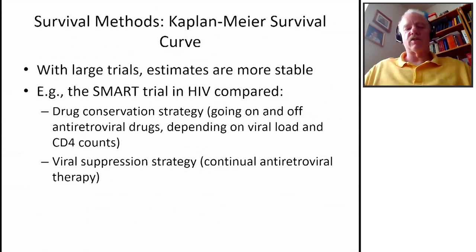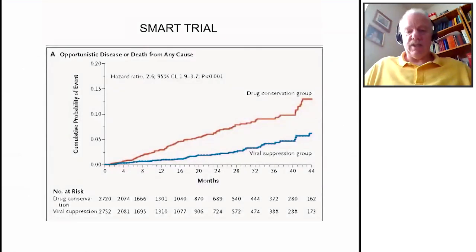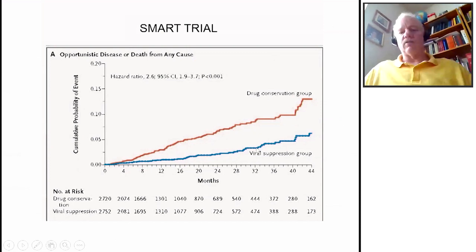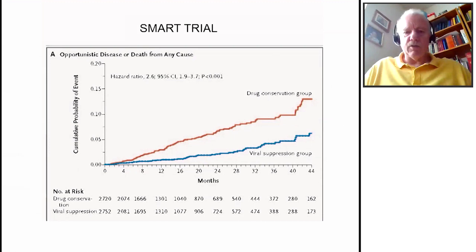And then the other group just remained on their medication the whole time. That was the viral suppression group. And you see that there's a big separation between the groups. The drug conservation group, this is the one where you go on and off the drugs as needed, had a much higher probability of having the outcome of interest, which was opportunistic disease or death from any cause. So a lot more diseases in the group that went on and off their drugs compared to the group that got continual drugs, the viral suppression group.